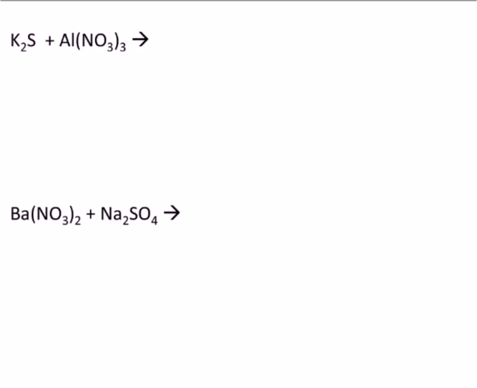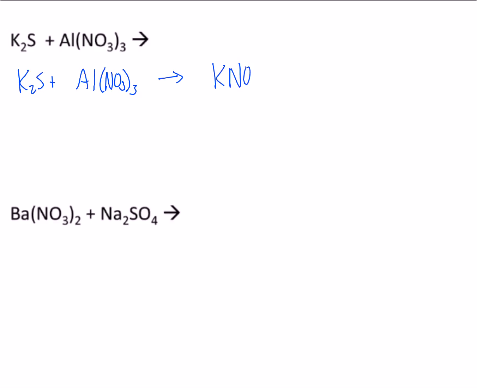So when I go through and write out my balanced equation, I got, nope, I need to change that. Definitely will run out of space then. All right, so we've got K2S plus aluminum nitrate yields what? What are my two products going to be?